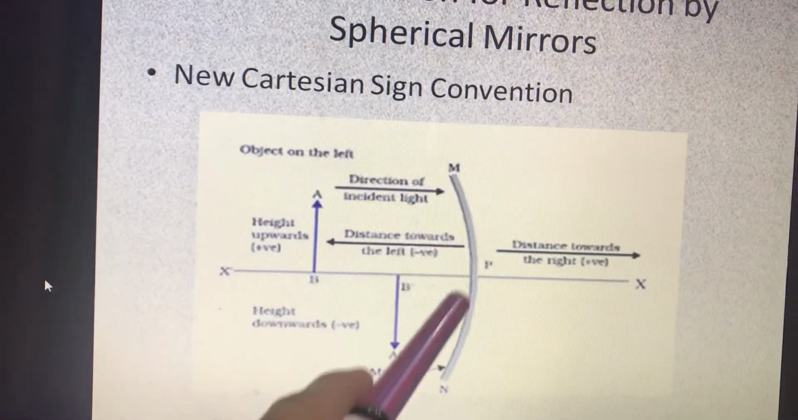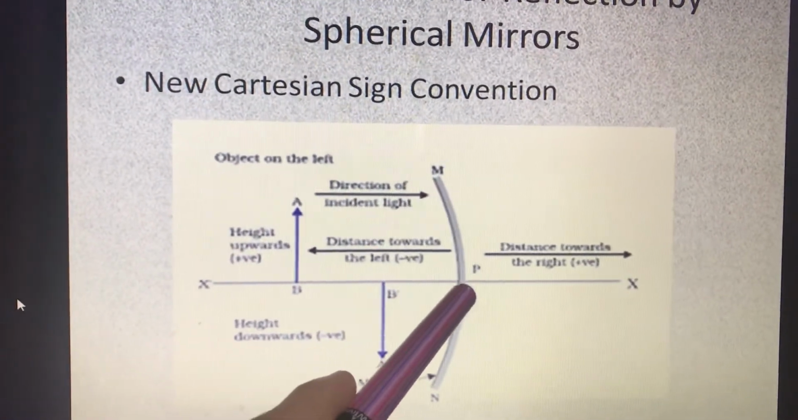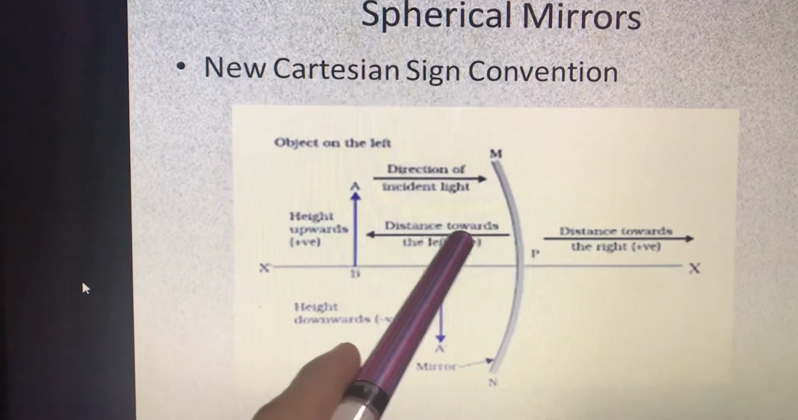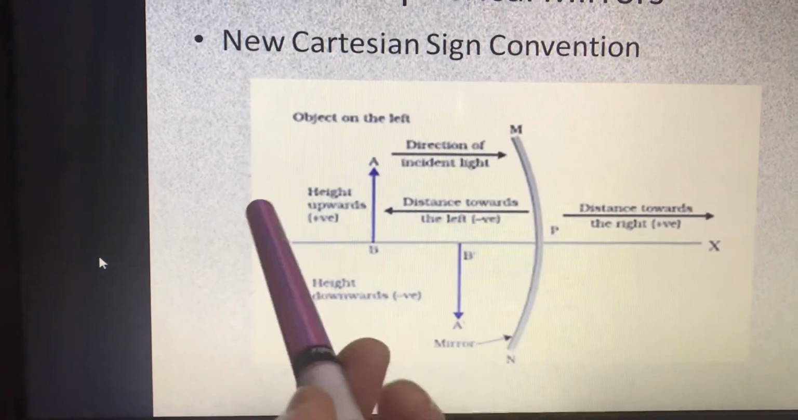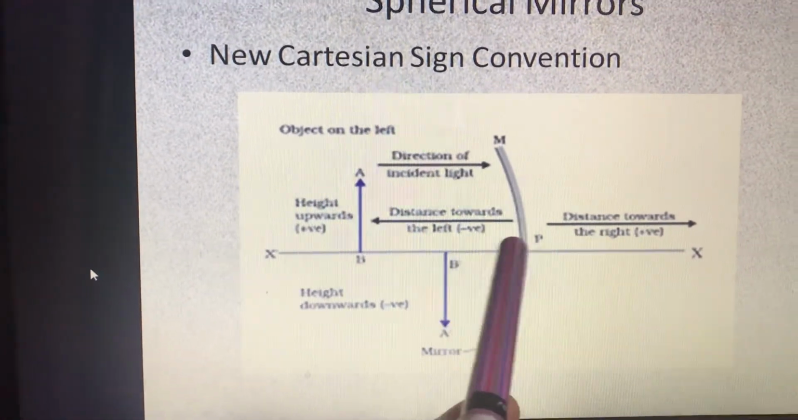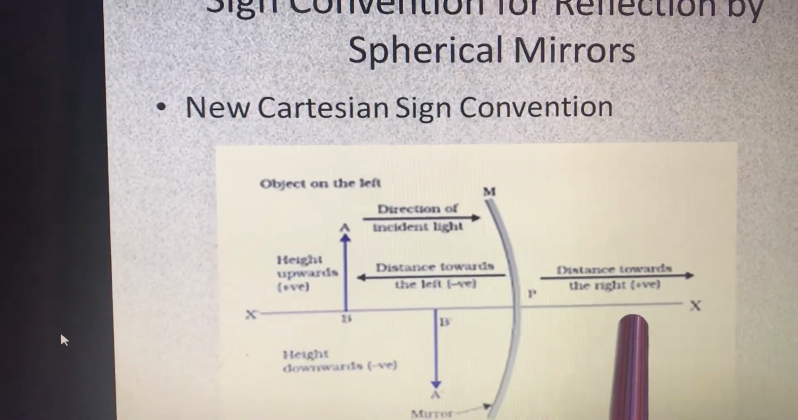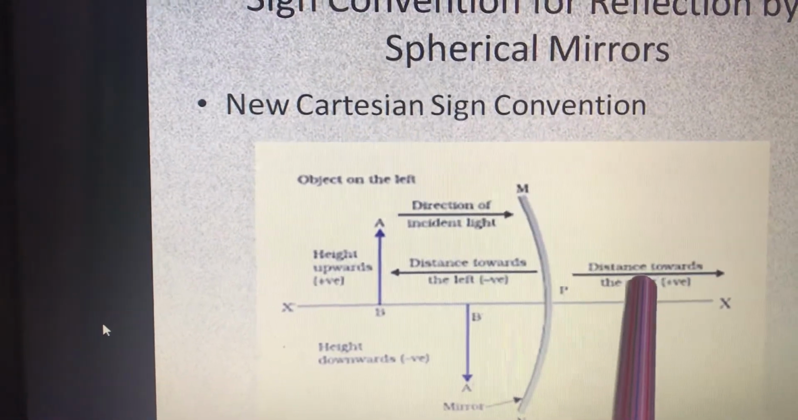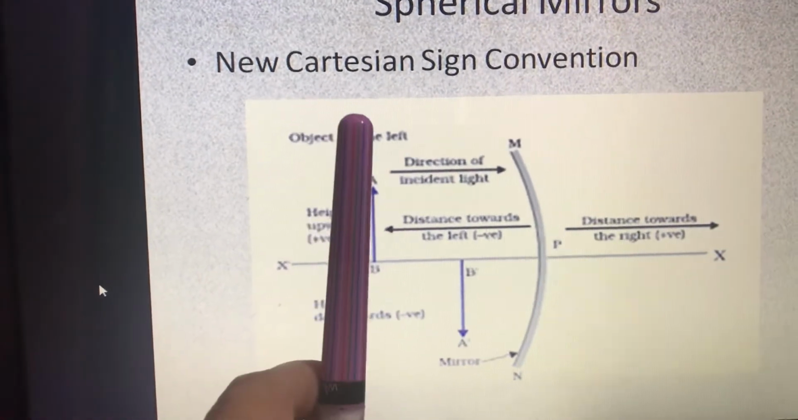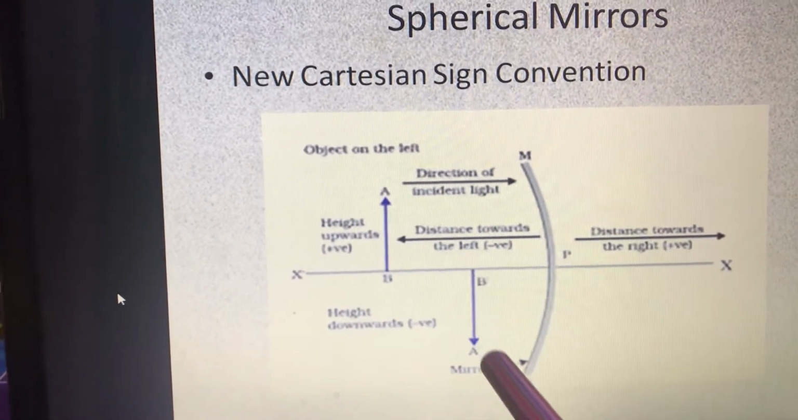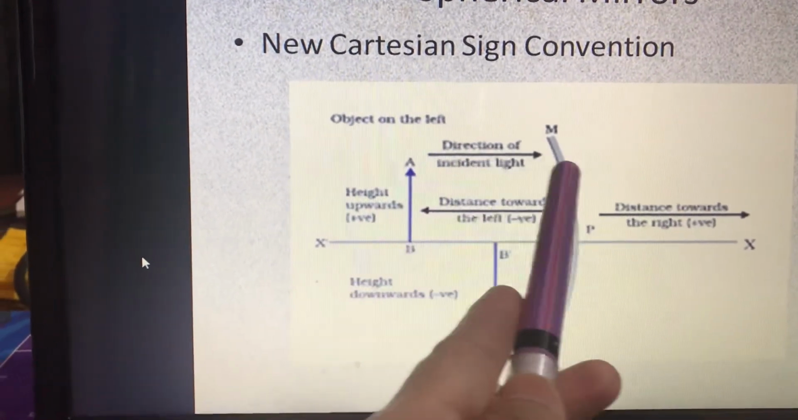Now this is the mirror and this is the center of the mirror, which is known as the pole. The distances towards the left side are always taken negative, and distances towards the right side are taken as positive. You know this in x and y axis, positive side and negative side. The same is followed here also, and heights upwards are taken as positive and downwards are taken as negative. Okay, so this is the direction of the incident ray.